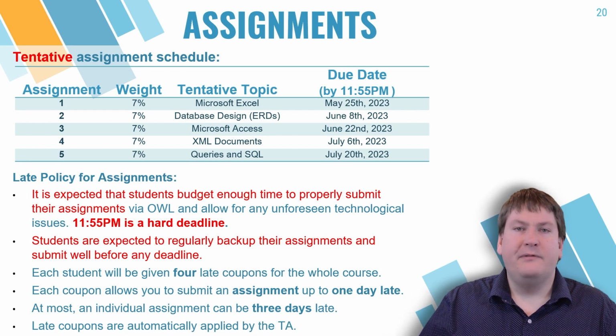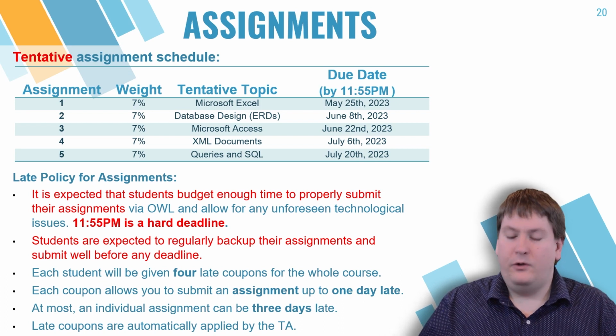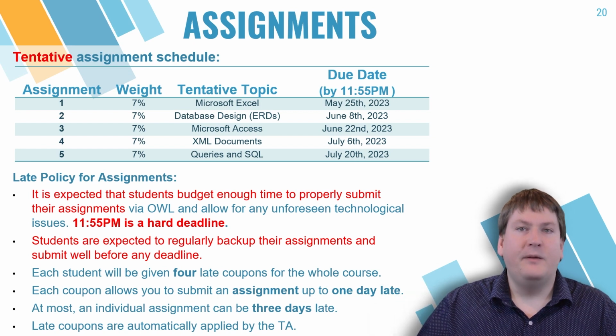So I do use a bit of a different late system that you may not have experienced before at Western, but the way this will work is that everyone is going to be given 4 late coupons for the whole term, and only 4 late coupons. Once they are used, they are gone. You can't get any more. Each late coupon allows you to push the due date of an assignment back 24 hours.